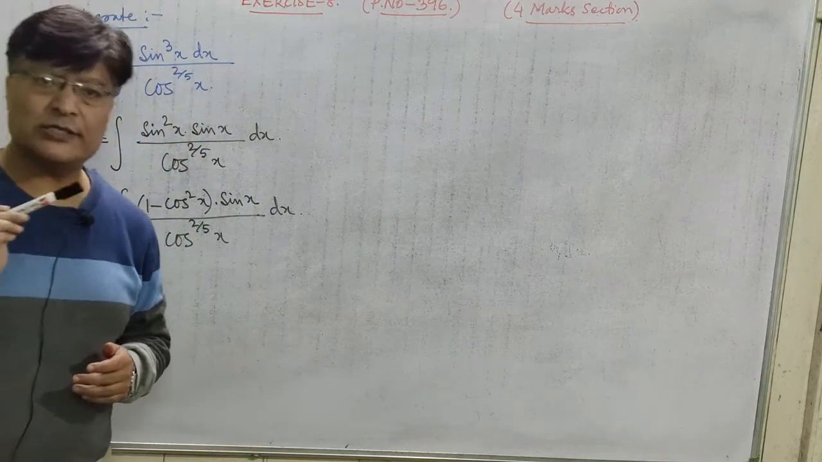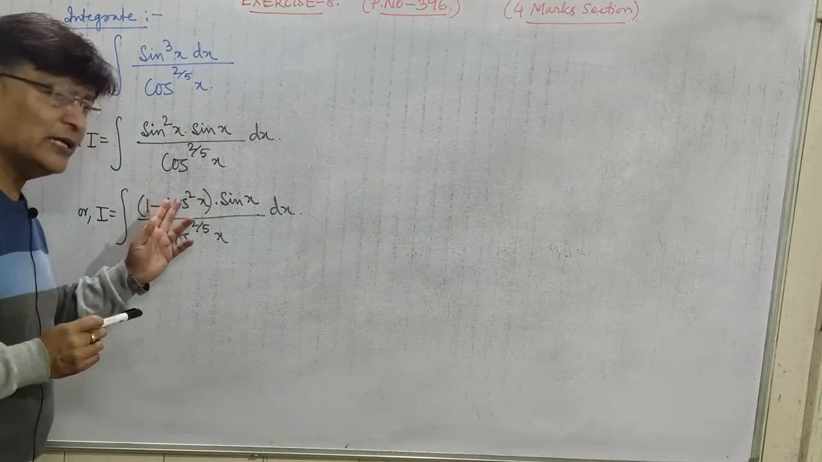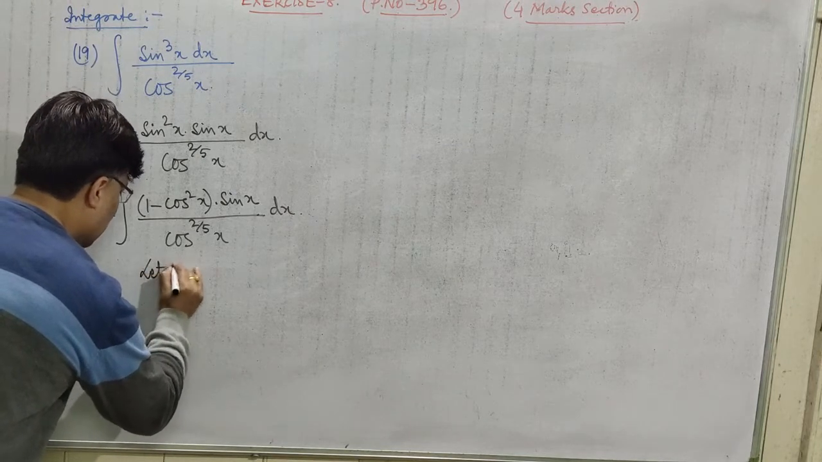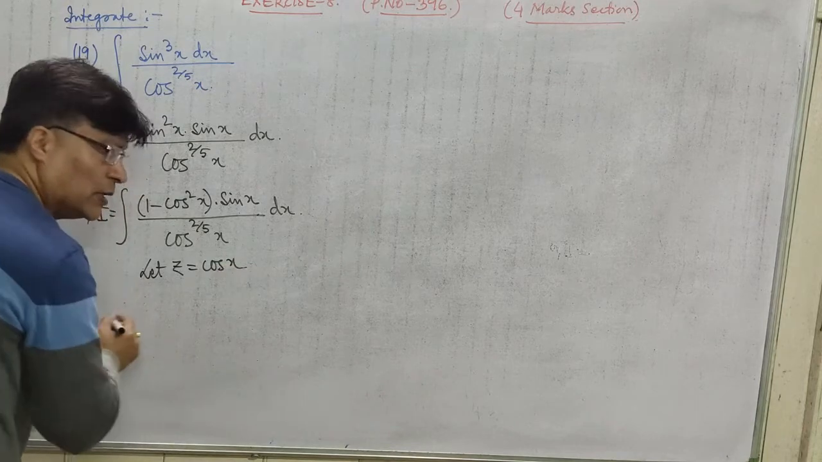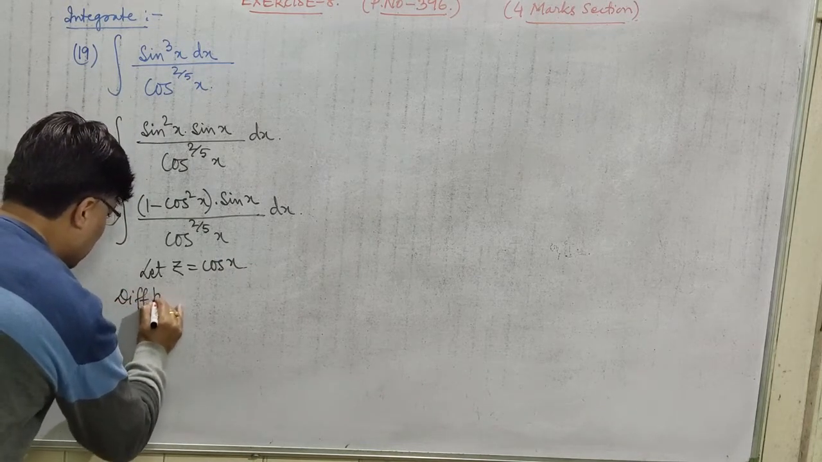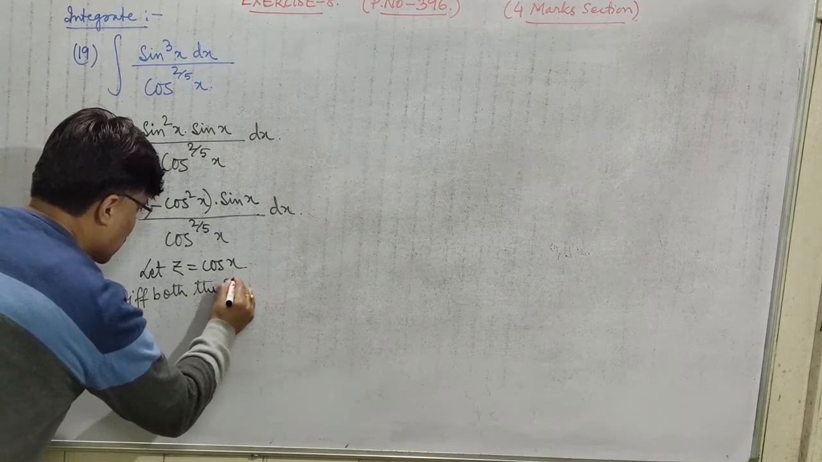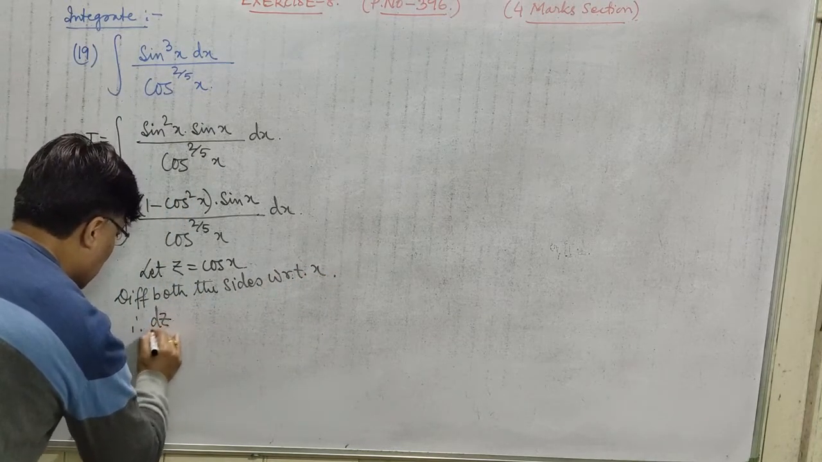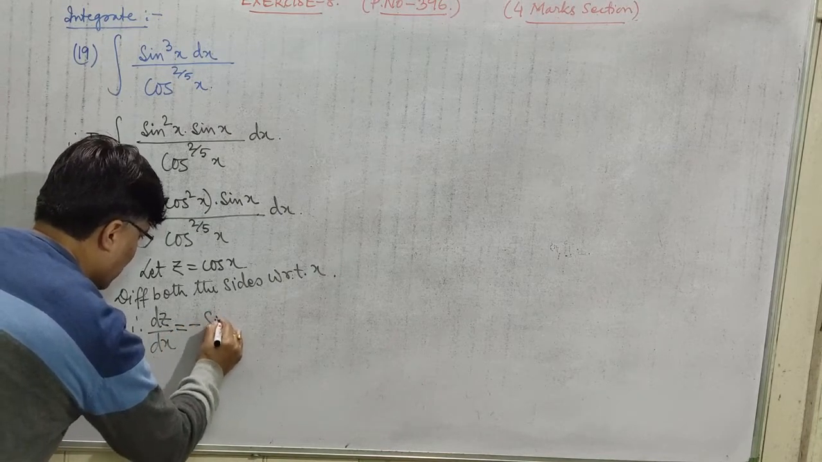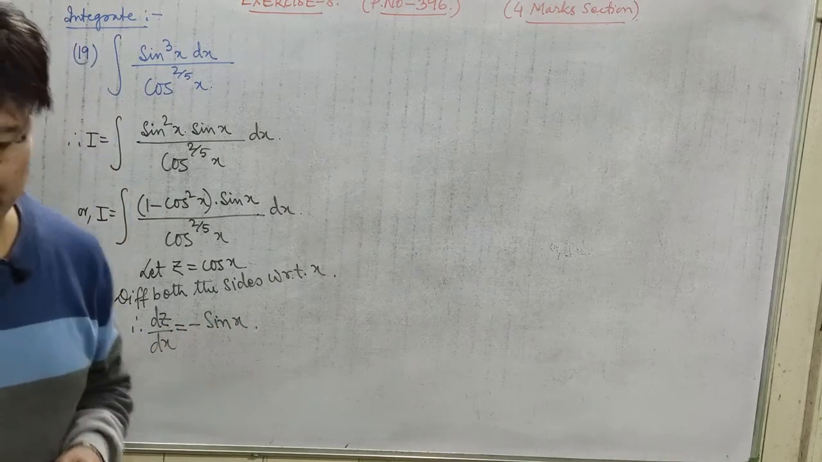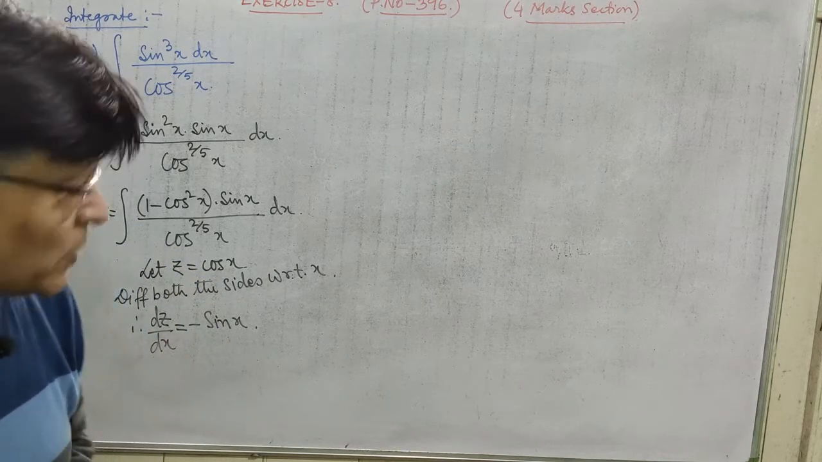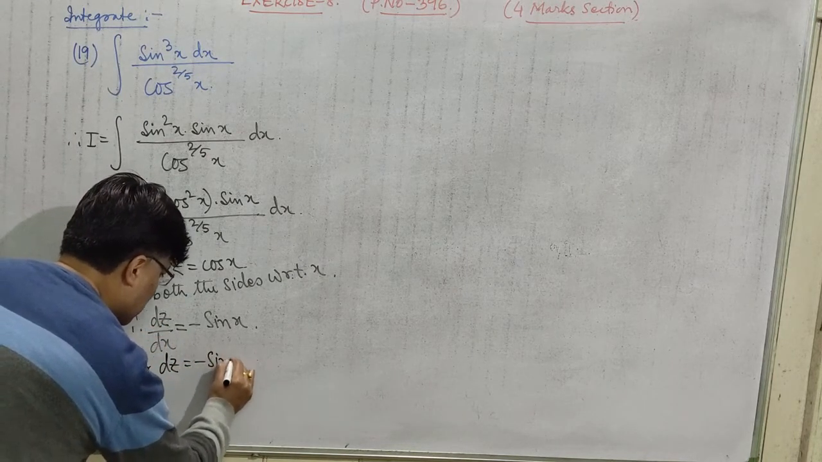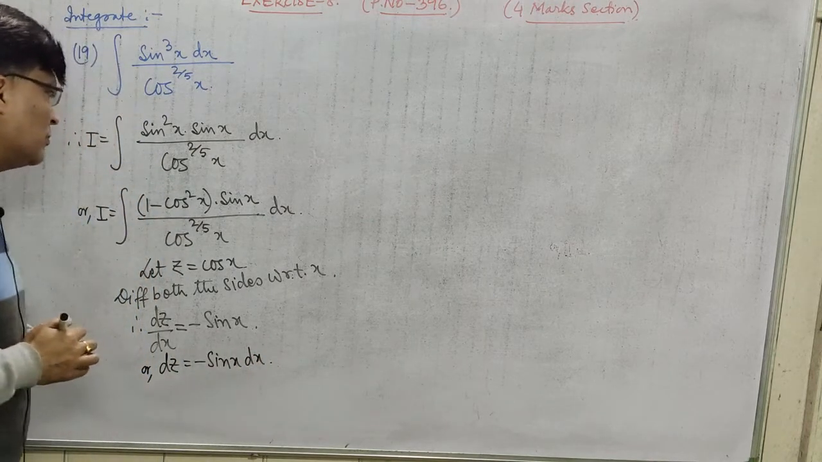So now you know that the differentiation of cos x is minus sine x. So we can assume this cos x as z. So let z is equal to cos x. Let us write here, differentiating both the sides with respect to x. So it is dz by dx is equal to minus sine x, right? So next, what will you do now? So let us do cross multiplication here, or dz is equal to minus sine x dx. That is dz is equal to minus sine x dx.